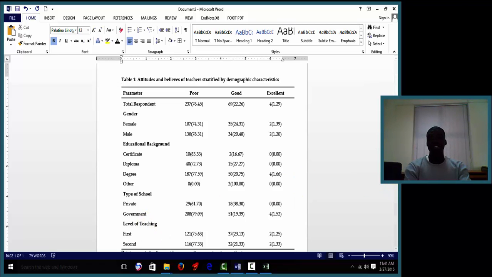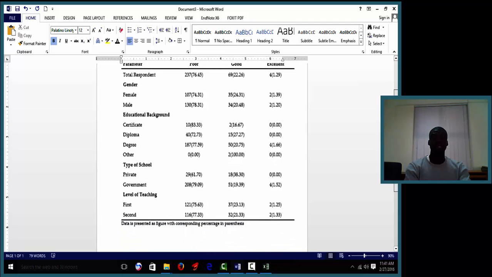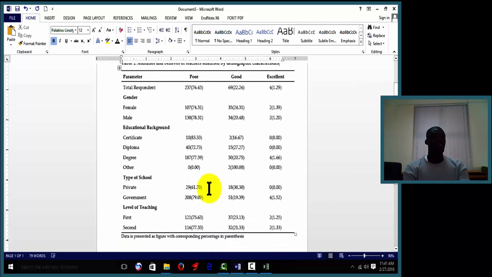So if you have this, now you have a complete table. Don't forget we left some of the markers there. We could have added all of them, and then we have a table like that. So this is a descriptive table of the attitudes and beliefs of teachers towards epilepsy students, stratified by their demographic characteristics. If we look at this table, we can make certain deductions, can't we?